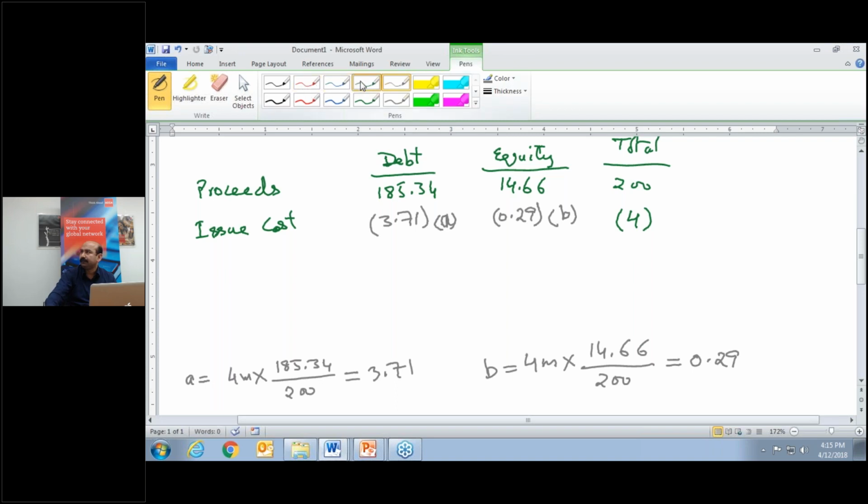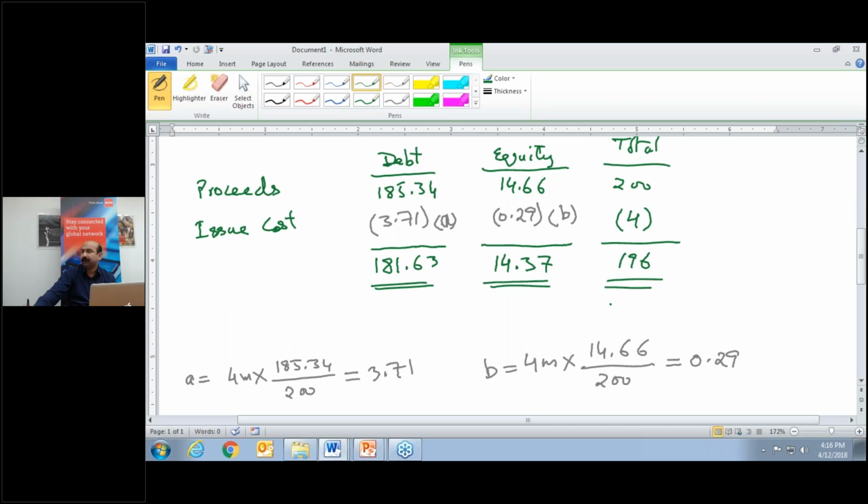So this way, we can see that the debt becomes 181.63, and the equity becomes 14.37. So this way you can allocate the issue cost.